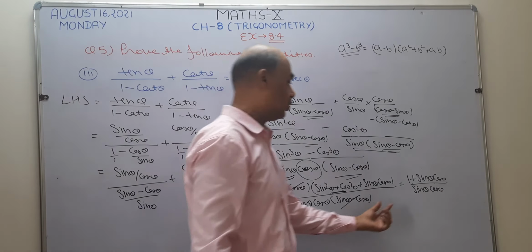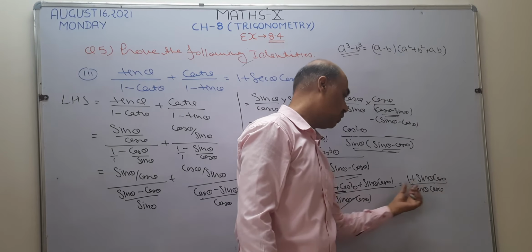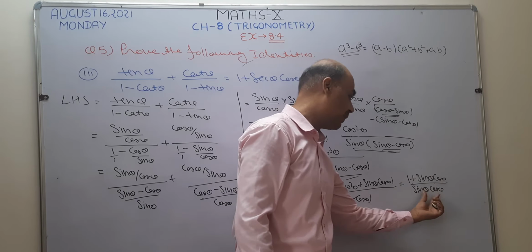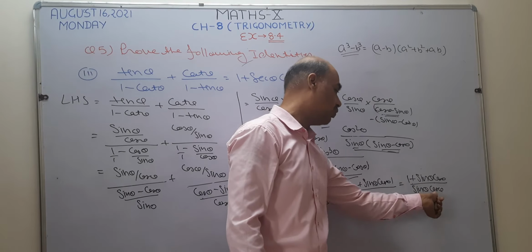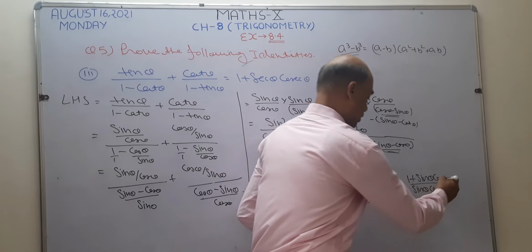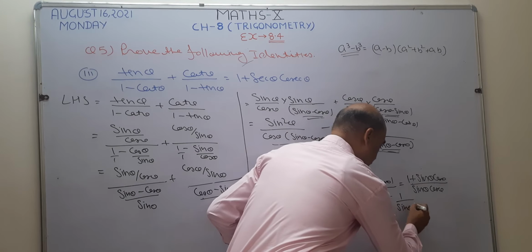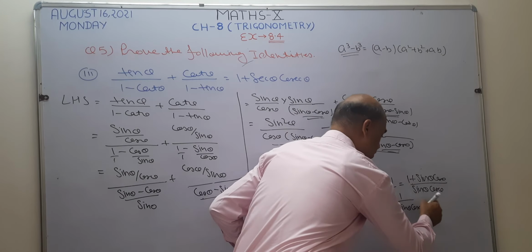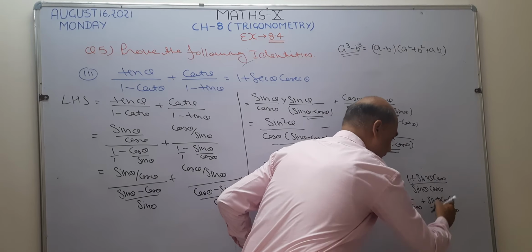Now I want to make them separate. This sine theta cos theta is the denominator part of the whole number, so I want to separate. I want to write 1 by sine theta cos theta and sine theta cos theta by sine theta cos theta. How? See, I can write 1 upon sine theta cos theta, and plus sign is there, and this can be written as sine theta cos theta upon sine theta cos theta. Now cos is cancelled with cos, sin is cancelled with sin. What is left? Only 1.